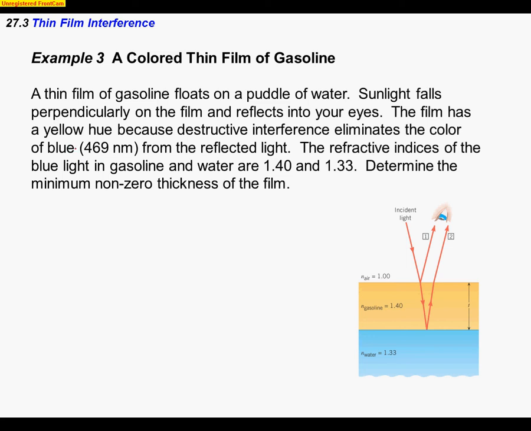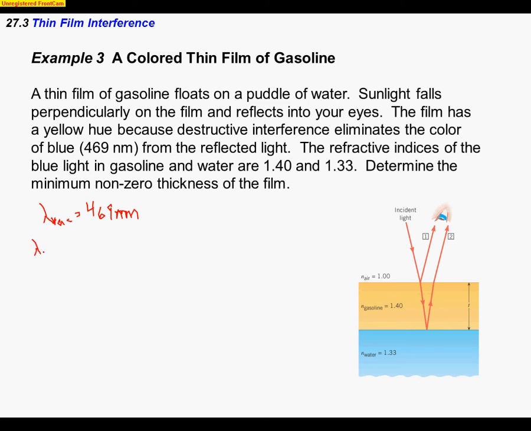So again, this wavelength given here, that's going to be the wavelength in a vacuum, since it doesn't specify that that's in the film. The refractive indices of the blue light in gasoline and water are 1.4 and 1.33. Determine the minimum non-zero thickness of the film. Alright, so the index of refraction in the gasoline is going to be important because that's what we need to calculate the wavelength of the light in the film. The gasoline is the film.